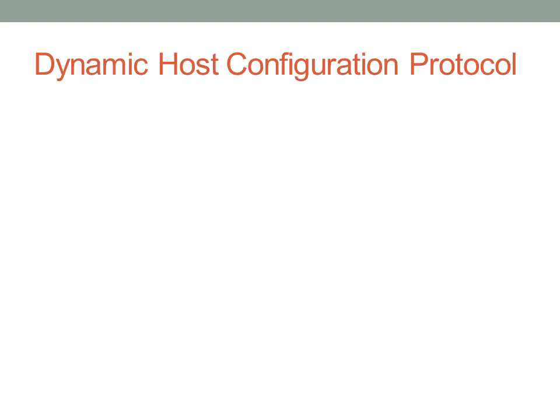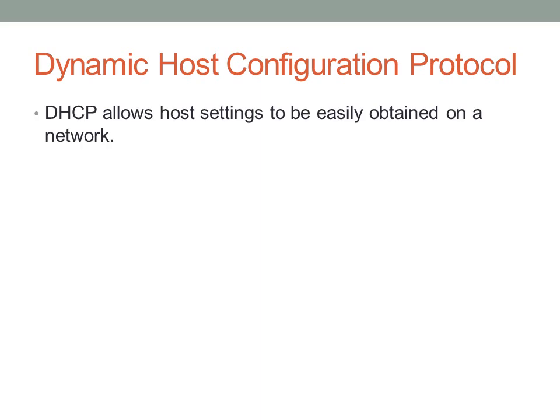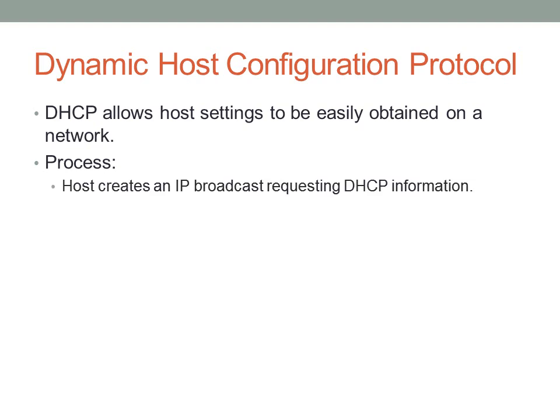Dynamic Host Configuration Protocol is more commonly called DHCP, and you've probably heard of it before, and you've most definitely used it before, especially if you've ever connected to the Wichita State network. Basically, DHCP allows host settings to be easily obtained on a network, and this could be any number of settings. Most commonly, it could be IP addresses, but first we'll describe how this works. Basically, the process for DHCP is as follows. The host creates an IP broadcast and basically says, hey, if there are any DHCP servers out there, send me information, send me offers.